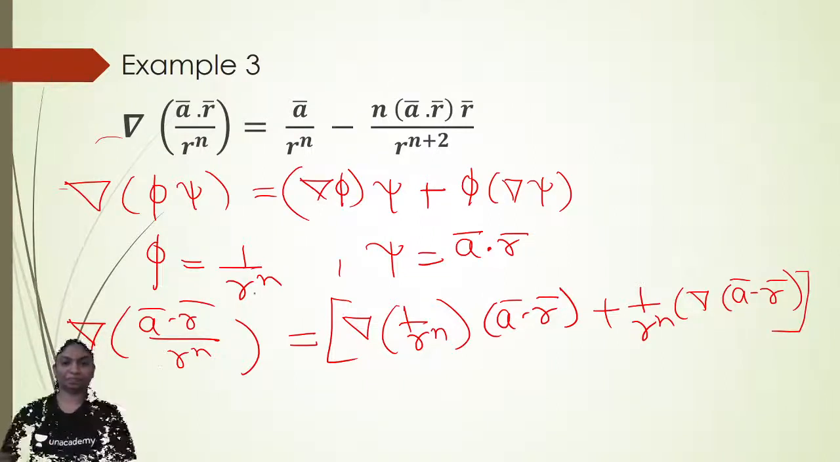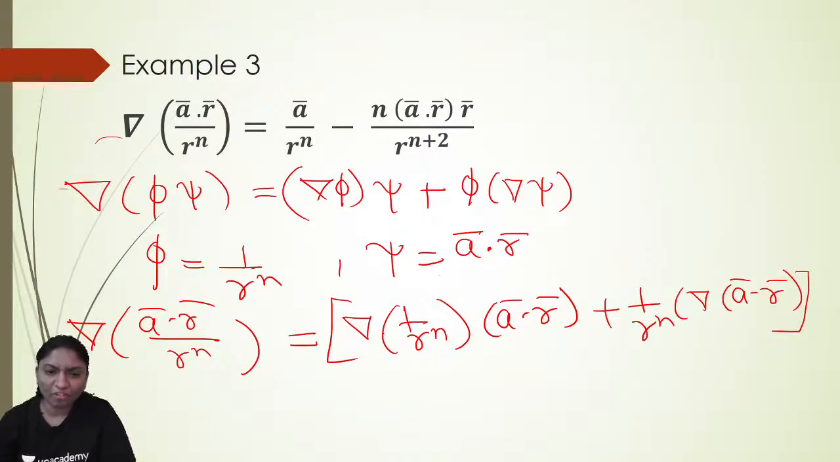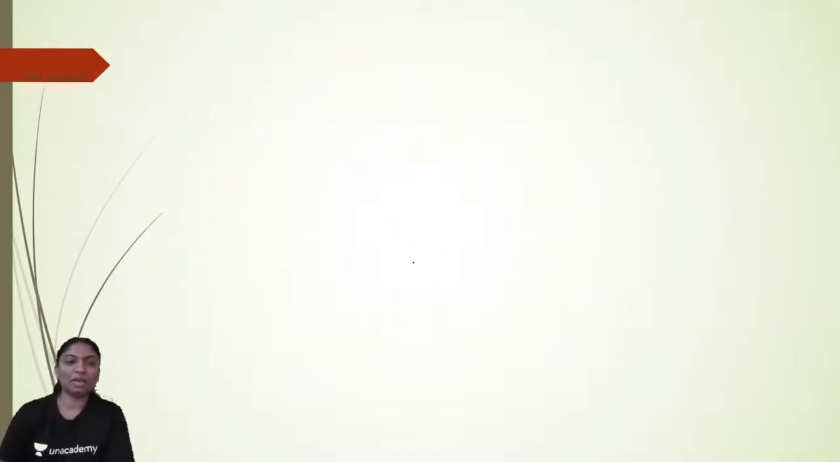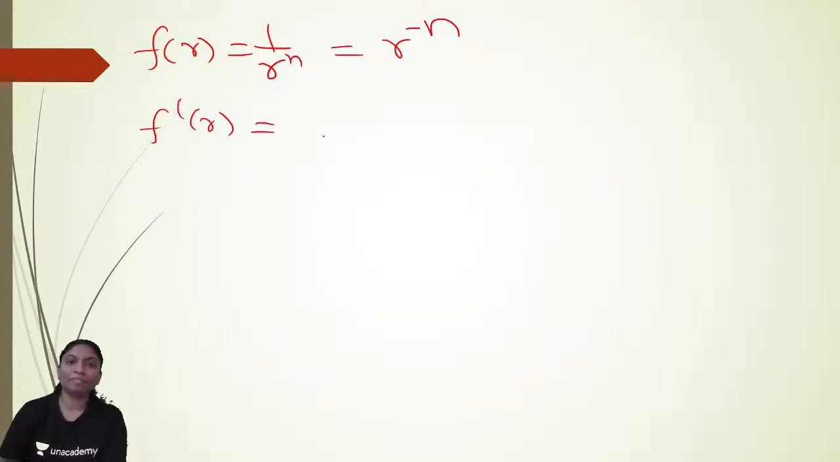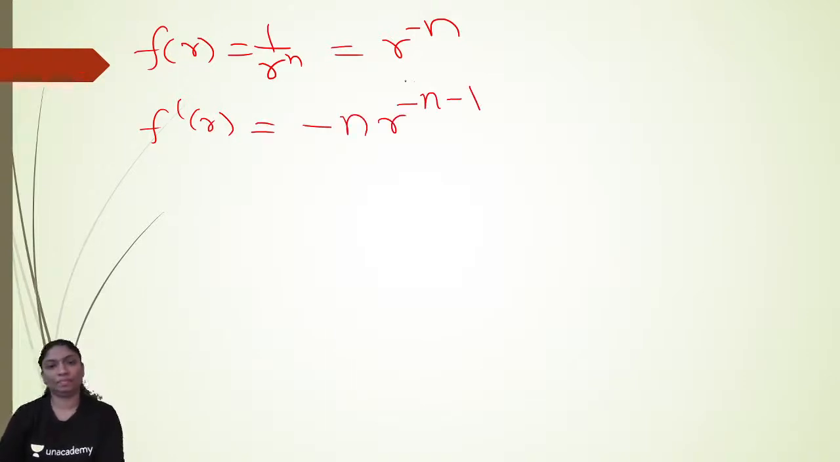Now, अभी ये del of f of r है, right? 1 upon r raised to n है, तो this is again a function of r, तो यहाँ पे f of r क्या बन गया? f of r is equal to 1 upon r raised to n, which is equal to r raised to minus n. So f of r is equal to r raised to minus n. So you will get f of r is equal to r raised to minus n here. So f dash of r will be minus n into r raised to minus n minus 1, right?